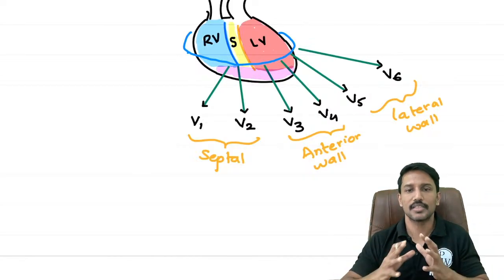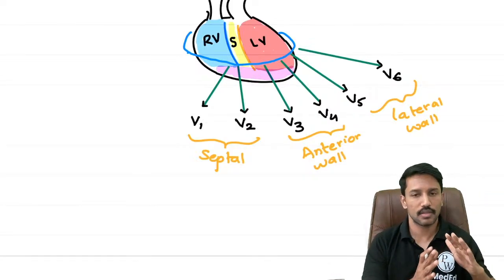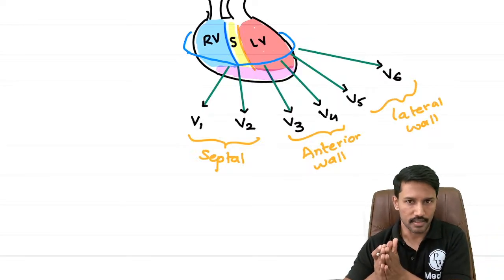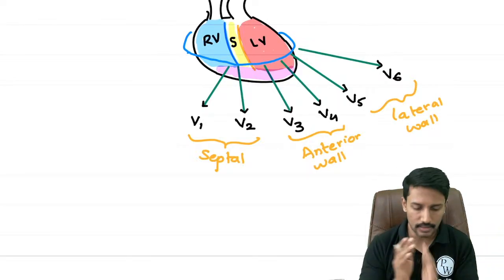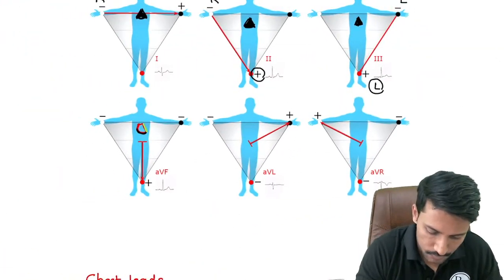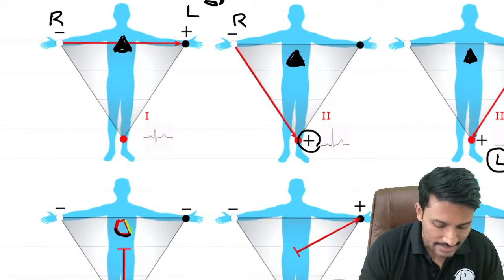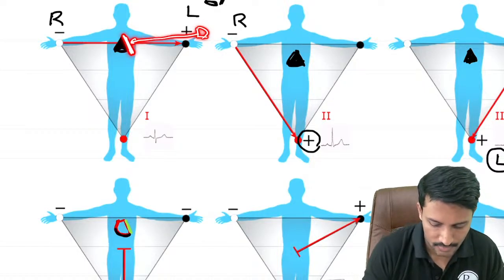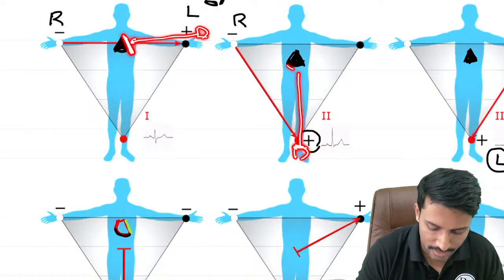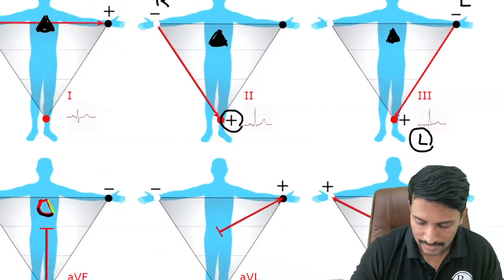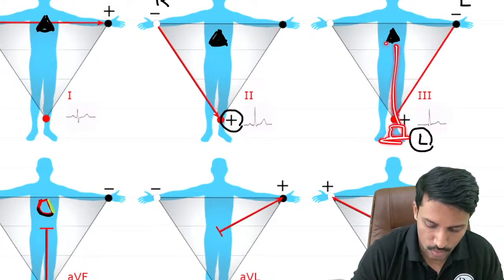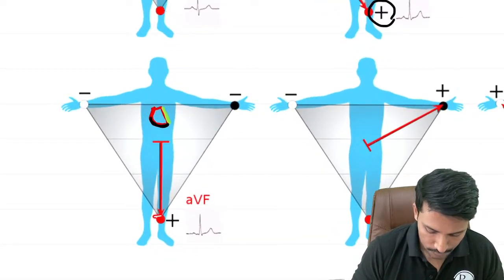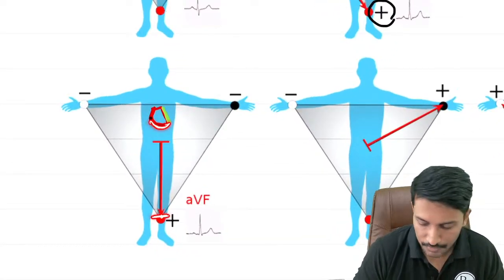So now let us summarize all that we have studied about the bipolar limb leads, augmented limb leads and precordial leads and their point of view, right? So the summary is: lead 1, camera is here, right? Lead 1 is looking at the lateral wall. Lead 2, camera is here, it is looking at the inferior wall. Lead 3, camera is here, again it is looking at the inferior wall. Okay. AVF, camera is here, it is looking at the inferior wall.